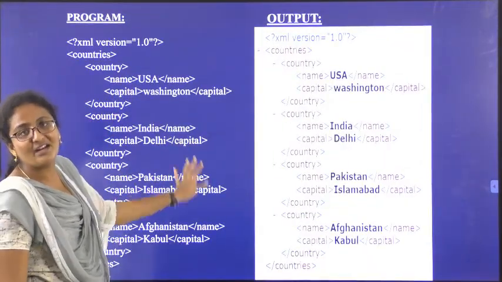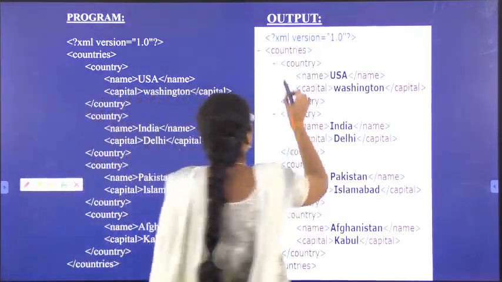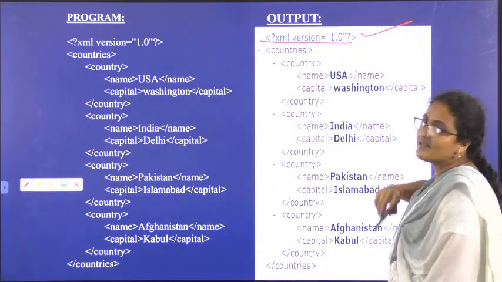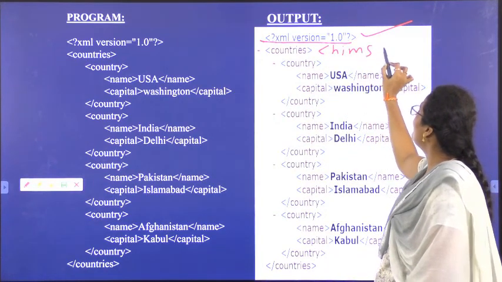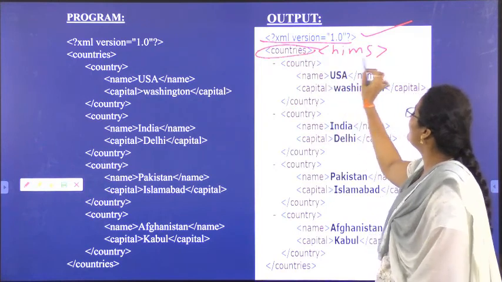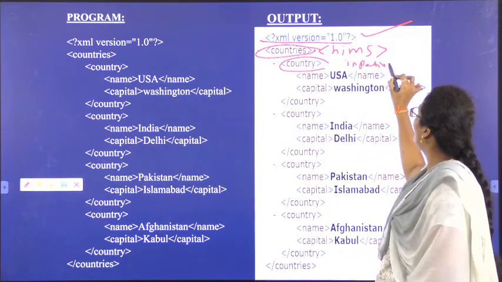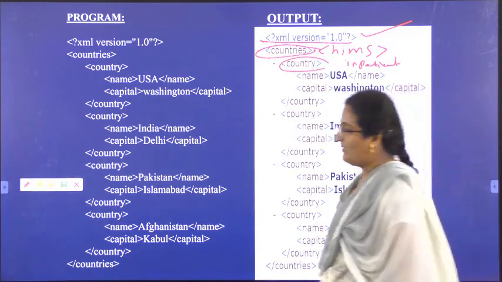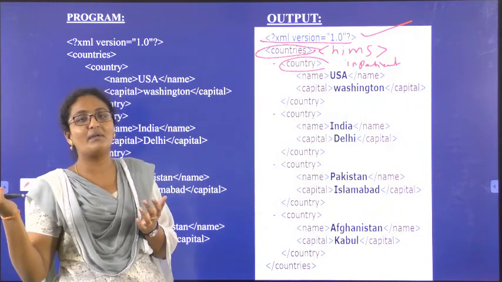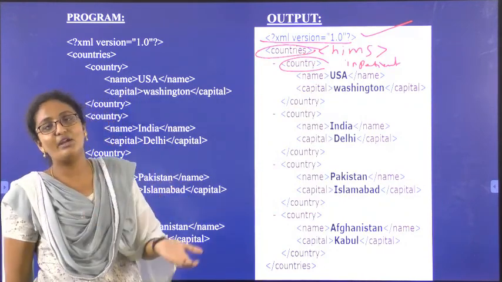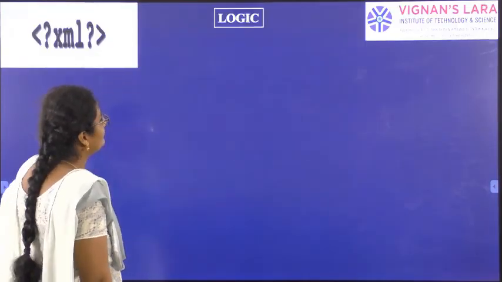Like this only you can write the XML file for the hospital management system also. See here, XML version 1.0 will be the same. I am talking about the hospital information management system, so here countries will be replaced with HIMS. Country will be replaced with inpatient. But the program is the same. Same way you have written the code for blood donors, placement information, countries, you have to write code for the hospital information management system also.